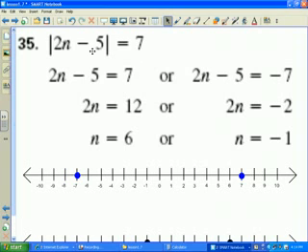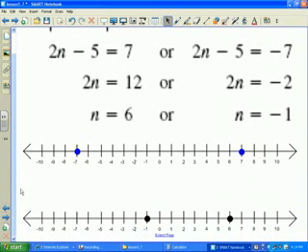So number 35, the absolute value of 2n minus 5 is equal to 7. The quantity inside the absolute value bars could be 7 or -7. So I express that as two separate equations connected by the conjunction or. Solve each of those equations, and I get the algebraic solution, n is equal to 6 or -1. The geometric or graphic solution, -1 or 6.